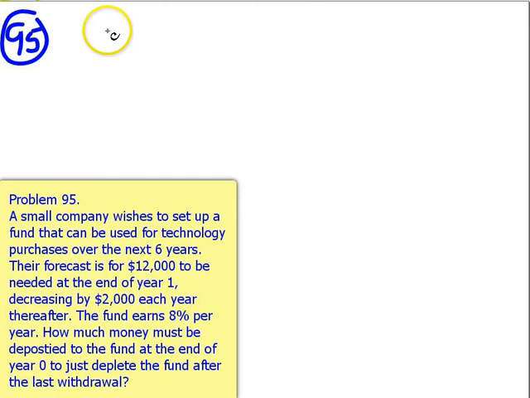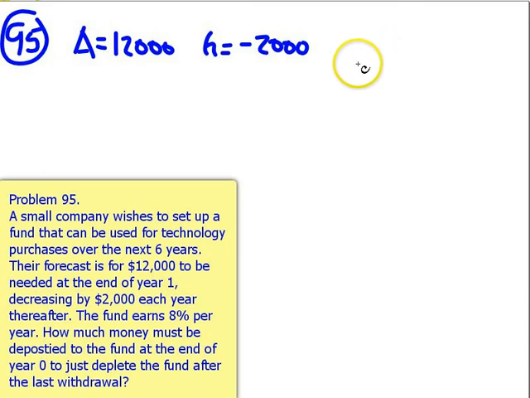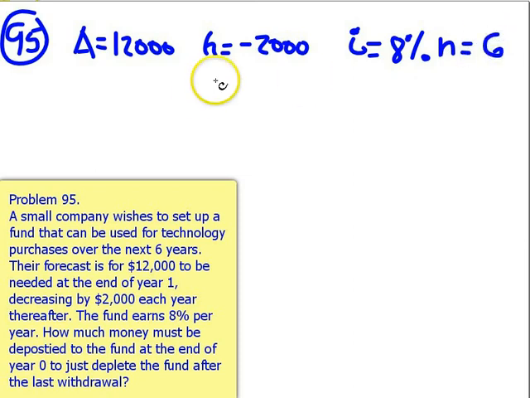And from the data that we just read, we gather that the annuity is $12,000. The gradient is negative $2,000. And the interest rate is 8%. And the number of years is 6. And the question is the present value.